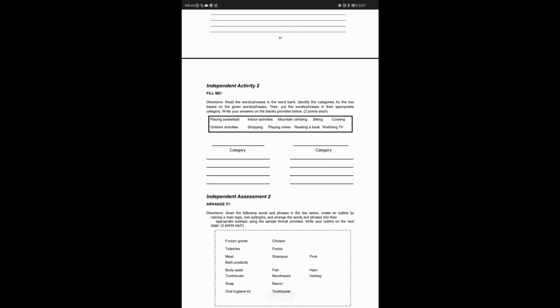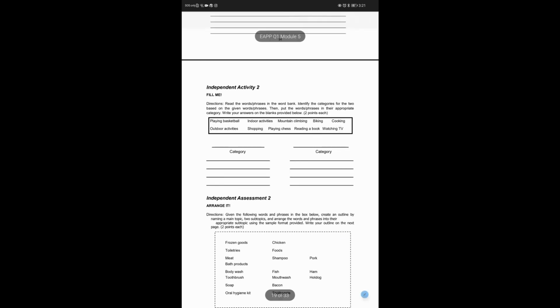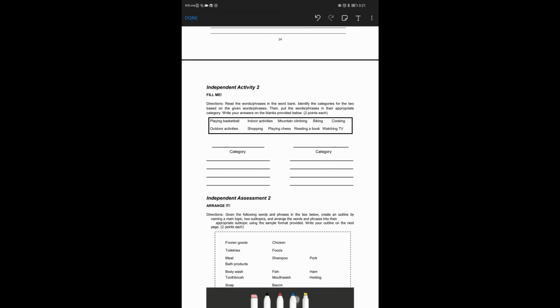So, this is titled Fill Me, Punan Mo Ko, Punuin Mo Ko. Okay? So, instructions: read the words or phrases in the word bank. So, ito yung word bank natin. Identify the categories for these words based on the given words or phrases. Then, put the words or phrases in their appropriate category. Write your answers on the blanks provided below.